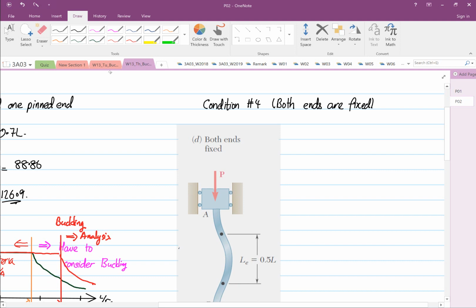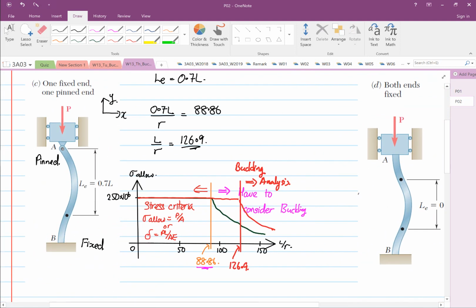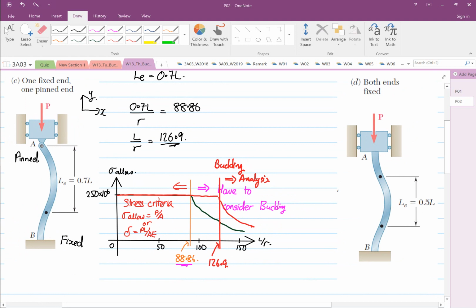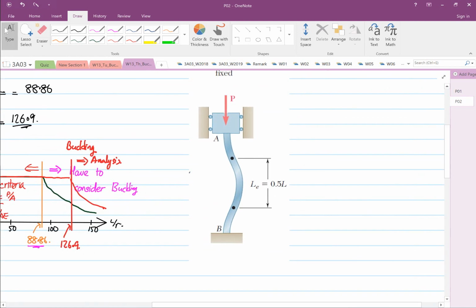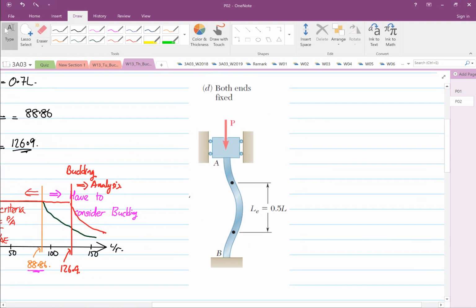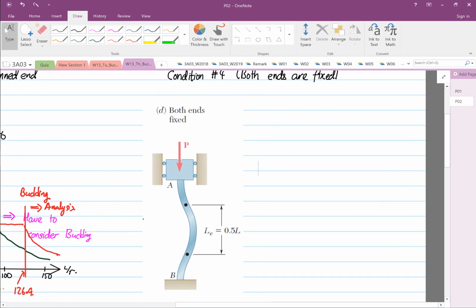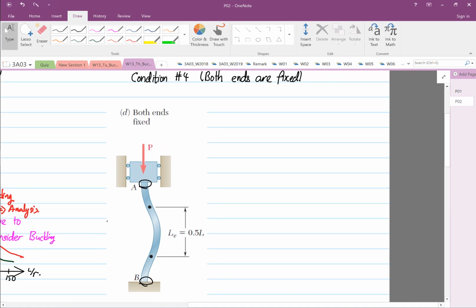When they consider both ends are fixed, they are not considering the overall length. Okay, so for this case, you can see that they restrict rotation in both directions. So both ends are fixed, right? So what does this mean? The equivalent length now is equal to 0.5 L. And then if we put the formula in, divided by slenderness ratio, this is still 88.86.